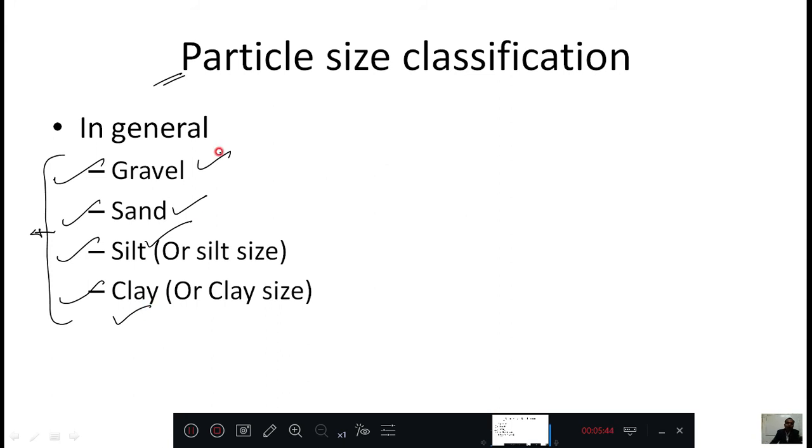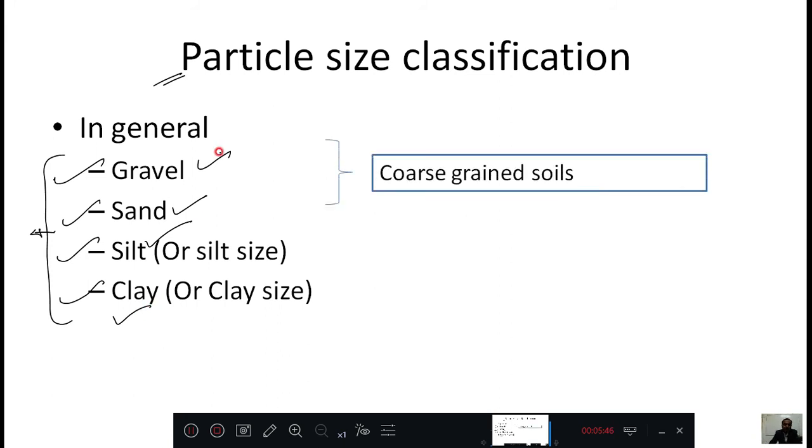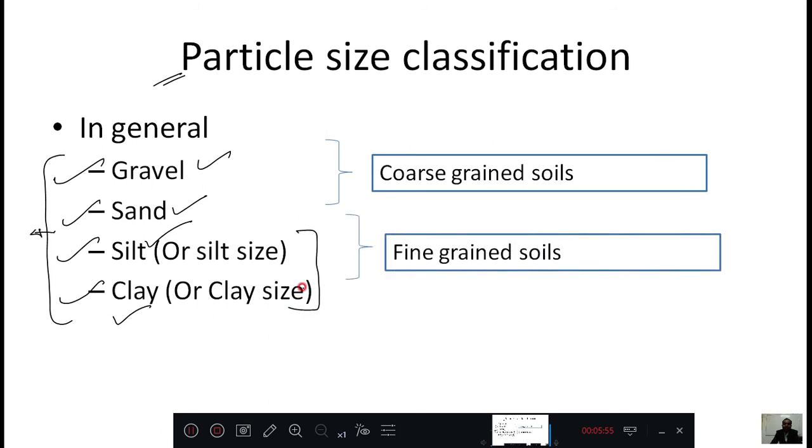Okay, this gravel soil and sandy soil together we will call a coarse grained soil. Like that, silt and clay together we will call a fine grained soil. Here, fine means the particles are very fine, and coarse means the particles are coarser.